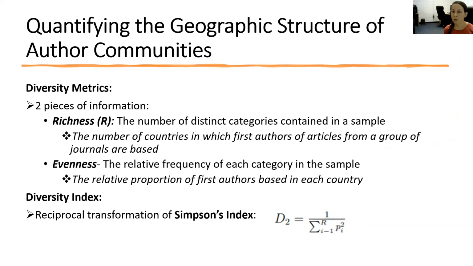For quantifying geographic structure, we used diversity metrics that are common in ecology to think of author communities, looking at the richness, or the number of different countries represented by authors, as well as evenness, which is how evenly each country was represented. If you have one country that represents 99% of the submissions, and then maybe 100 other countries that split the other 1%, that's not very even. So we're looking not at just the total number, but how evenly spread the geographic diversity is. We specifically used a reciprocal transformation of Simpson's index, and that equation is here.